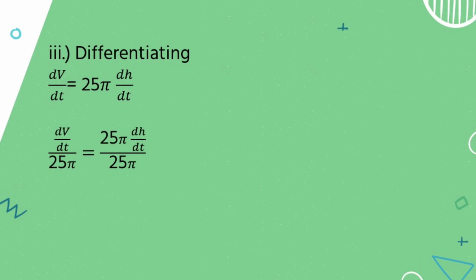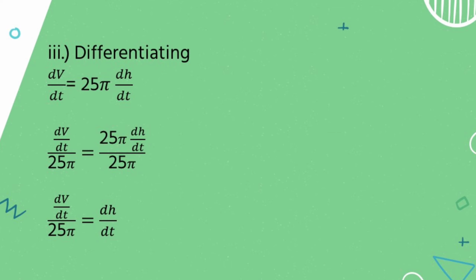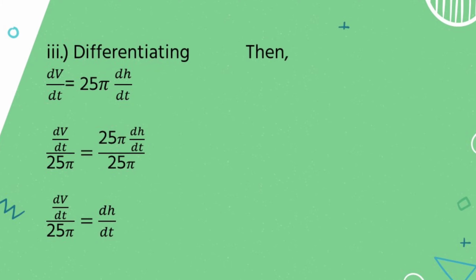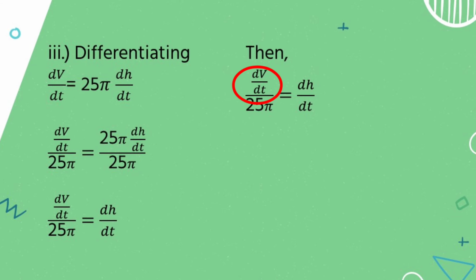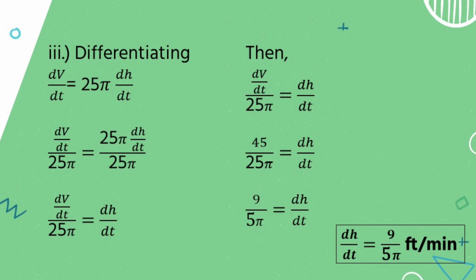25 pi divided by 25 pi is 1. That's why we get dV/dt over 25 pi equals dh/dt. Then now, let's substitute the value of the derivative of volume with respect to time. That's why we have the derivative of height with respect to time equals 45 over 25 pi. Then simplify it. That's why we get the final answer, which is the derivative of height with respect to time is equal to 9 over 5 pi feet per minute.